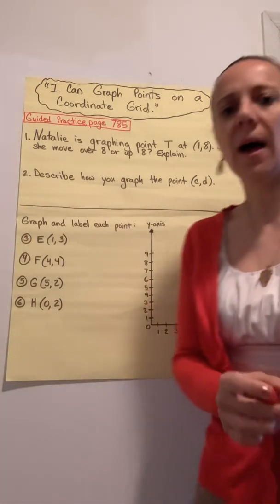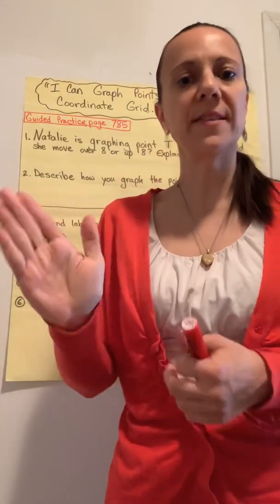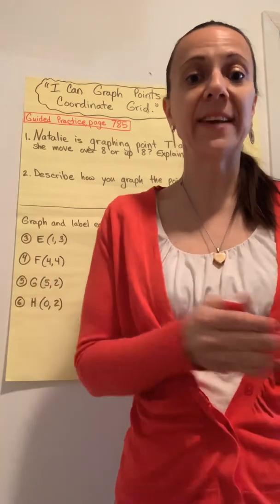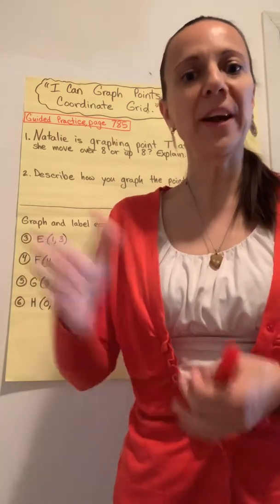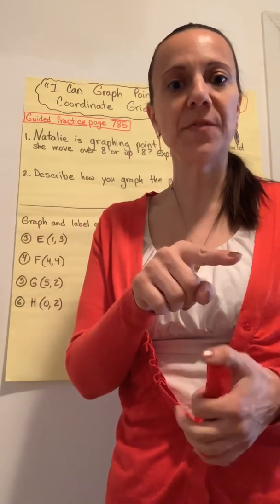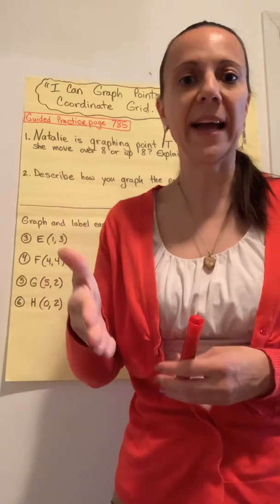Okay. And when I have an ordered pair, the first number in the pair always tells me how to go on the x-axis. That's easy. X comes before y. So when you're doing the ordered pair, the x-axis, side to side, comes first, and then the second number tells you how far up to go on the y-axis.